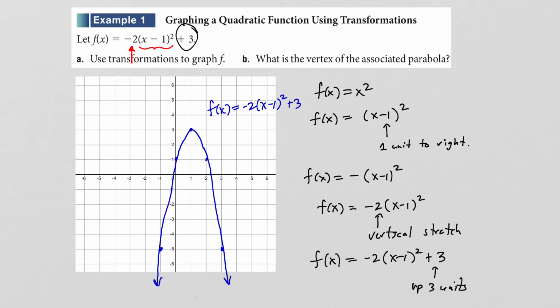Now, in my opinion, it's just quicker to graph it by finding the vertex and then finding 2 points to the right and 2 points to the left of the vertex. So I personally like the first method a little bit better, but this method also works.